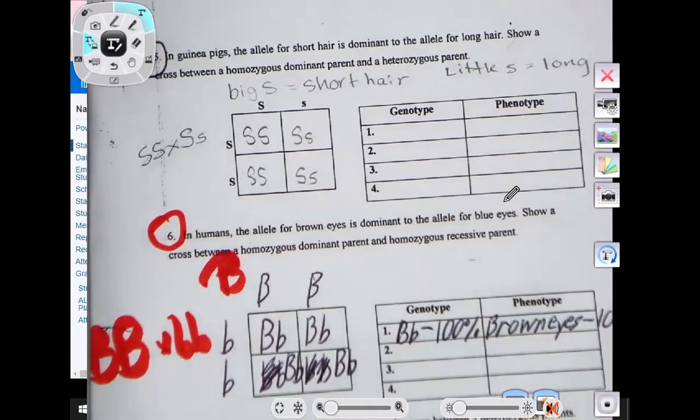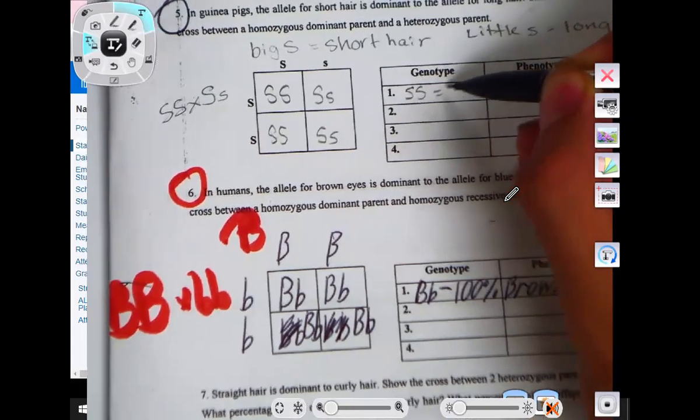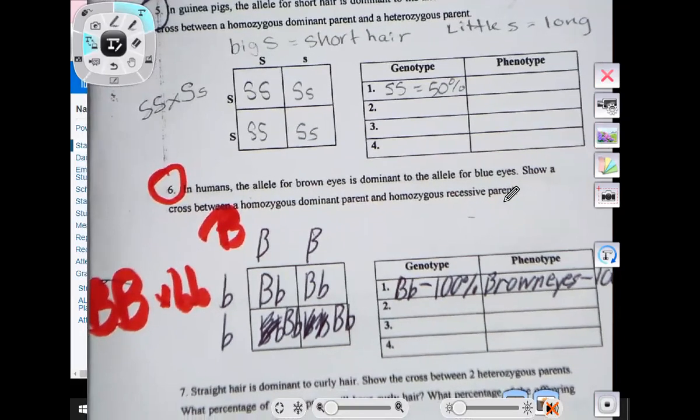So what are the genotypes? There are two genotypes possible for the children. Big S, big S is 50%. That's exactly right. And what's the other genotype? Let's look on there. It tells you right there. You've got big S, big S inside the squares. What's the other option? Big S, little s. Yes, and what percent is that? 50%.